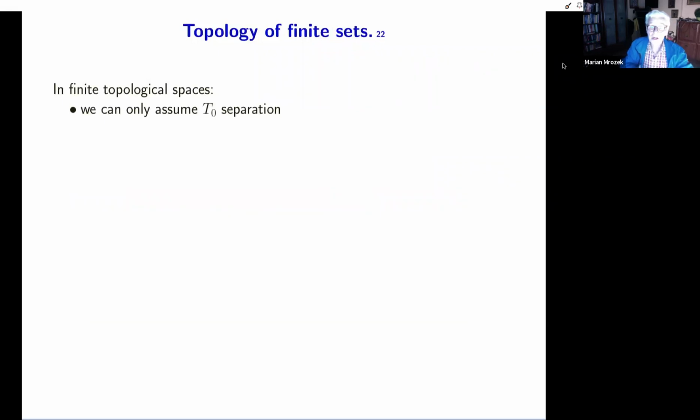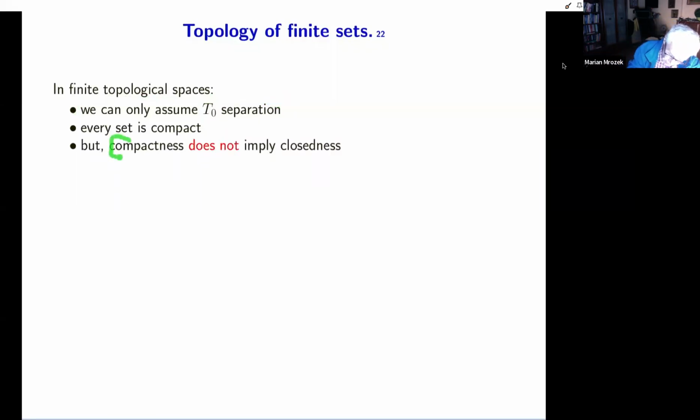But for us, there is just one important lesson from that. So I already mentioned that we can only assume T0 separation. It's easy to prove that if a finite topological space is T1 or Hausdorff, then it's just discrete, so not interesting. So only T0 separation makes sense in finite topological spaces. Then every set is compact, trivially, because everything is finite. But most importantly, compactness does not imply closedness. You may remember from topology the theorem that a compact set is always closed, but this again uses the Hausdorff axiom.